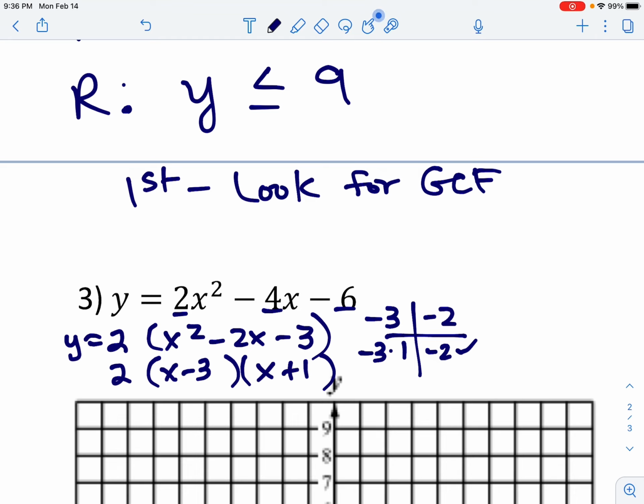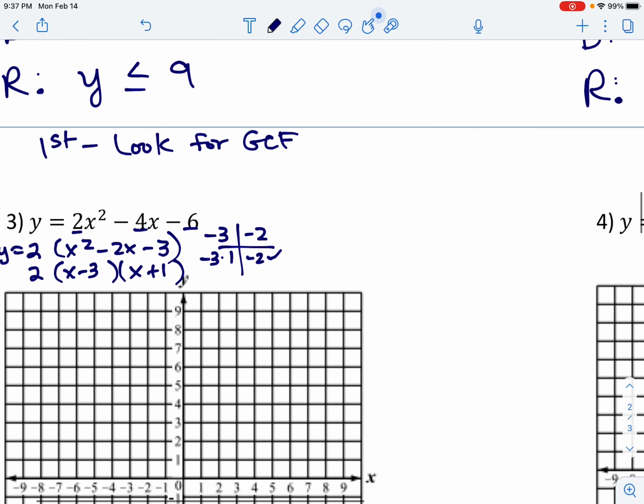Now I have something that I can actually use the intercept form for. I have my two factors, so I can pick out my P and Q. So P equals, since it's negative 3 inside the parentheses, it's going to be positive 3. Q equals negative 1. Can those be mixed up? They can be. If you would have put x plus 1 and x minus 3, it doesn't matter. P and Q are the intercepts, so it doesn't matter which order they're in.